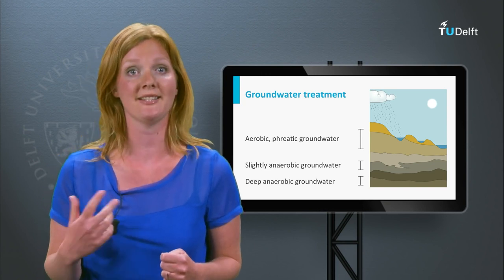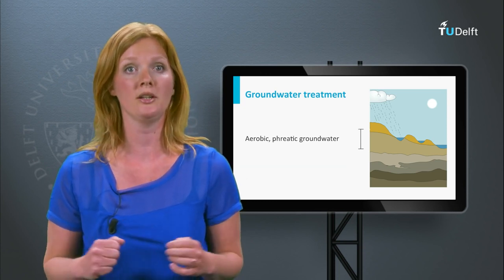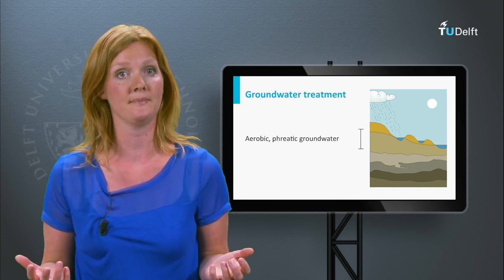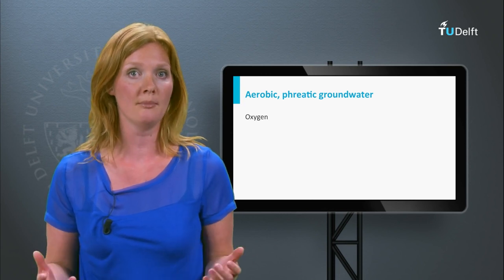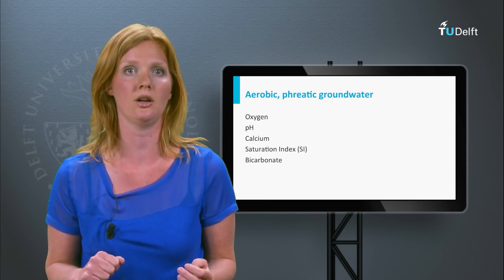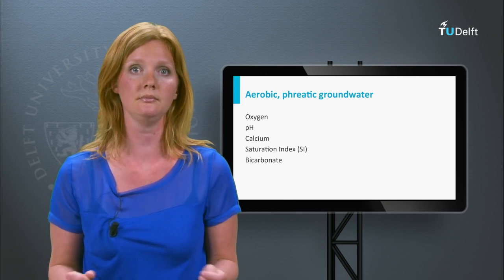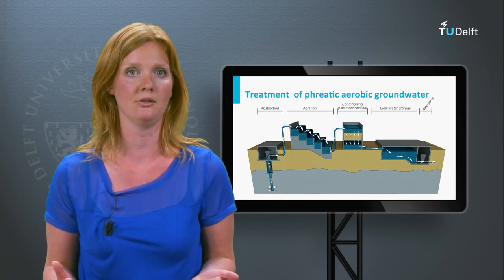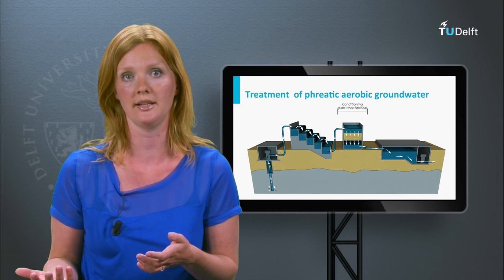Each groundwater type has its own typical treatment scheme. Let's start with the treatment scheme for aerobic groundwater, which has an open groundwater table and is therefore connected to the atmosphere, and thus contains oxygen. For aerobic groundwater, only the parameters pH, calcium, saturation index and bicarbonate have to be taken into account. The other parameters generally comply with the legal requirements. The treatment scheme of aerobic groundwater is generally very simple and consists of aeration with optional subsequent conditioning or softening.